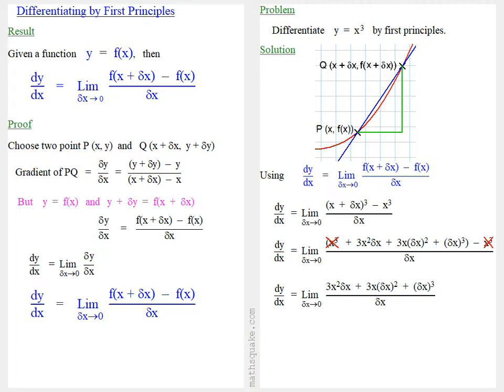So we're left with dy by dx is the limit as delta x tends to 0 of 3x squared delta x plus 3x delta x squared plus delta x cubed all over delta x. And if we divide the top all the way through by delta x, this leaves us dy by dx is the limit as delta x tends to 0 of 3x squared plus 3x delta x plus delta x squared. Now, if delta x is tending to 0, then all the terms which are multiples of delta x will also go to 0. So the only term we're left with is dy by dx is 3x squared.